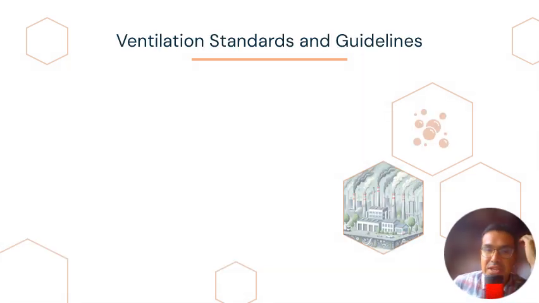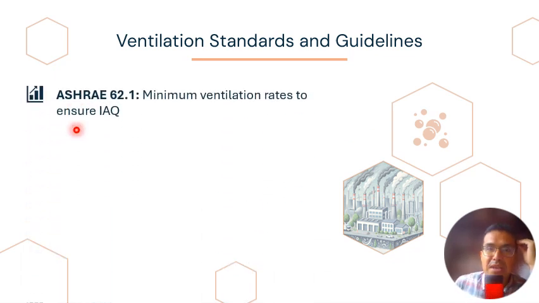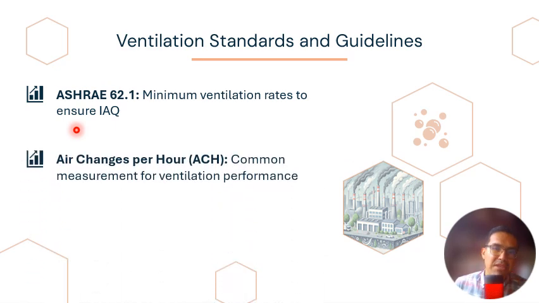So let's talk about ventilation standards and guidelines. The most important one that we're going to talk about is the HVAC standard 62.1 that outlines the minimum ventilation rates required for maintaining healthy indoor air quality in different building types. These ventilation rates are typically given in liters per second, but I'm going to mention another unit, air changes per hour, in case you also encounter it. This unit indicates how many times the air in a room is replaced within an hour.